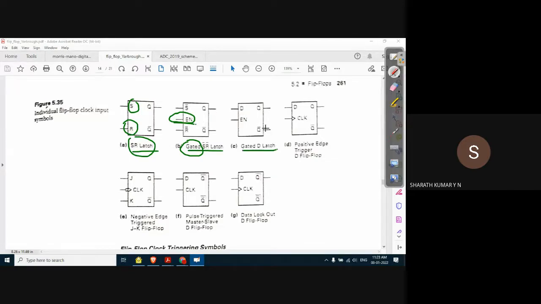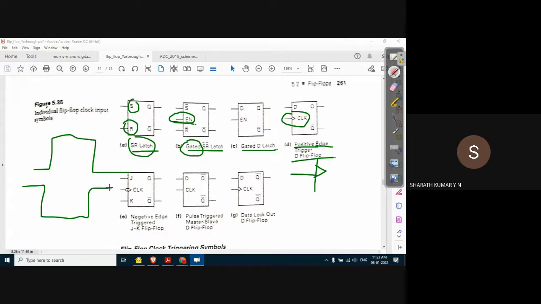Gated D latch, in the absence of a clock pulse, of course. Clock pulse will make it a flip flop. This triangle symbol is for positive edge triggered flip-flops. We have understood the difference between positive clock pulse and negative clock pulse. In the positive clock pulse, the rising edge comes first. In the negative clock pulse, the falling edge comes first. So this is the basic difference between positive logic and negative logic.